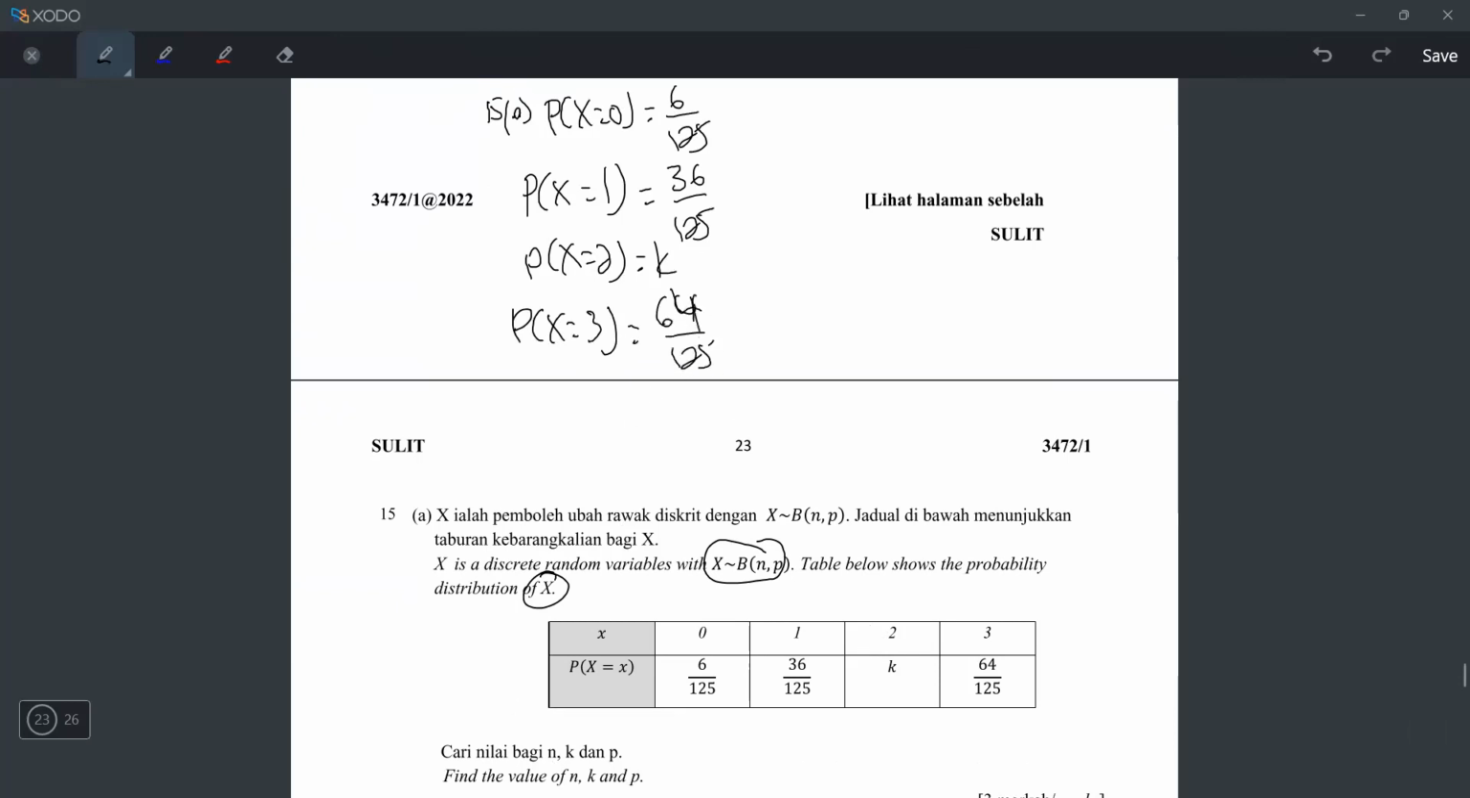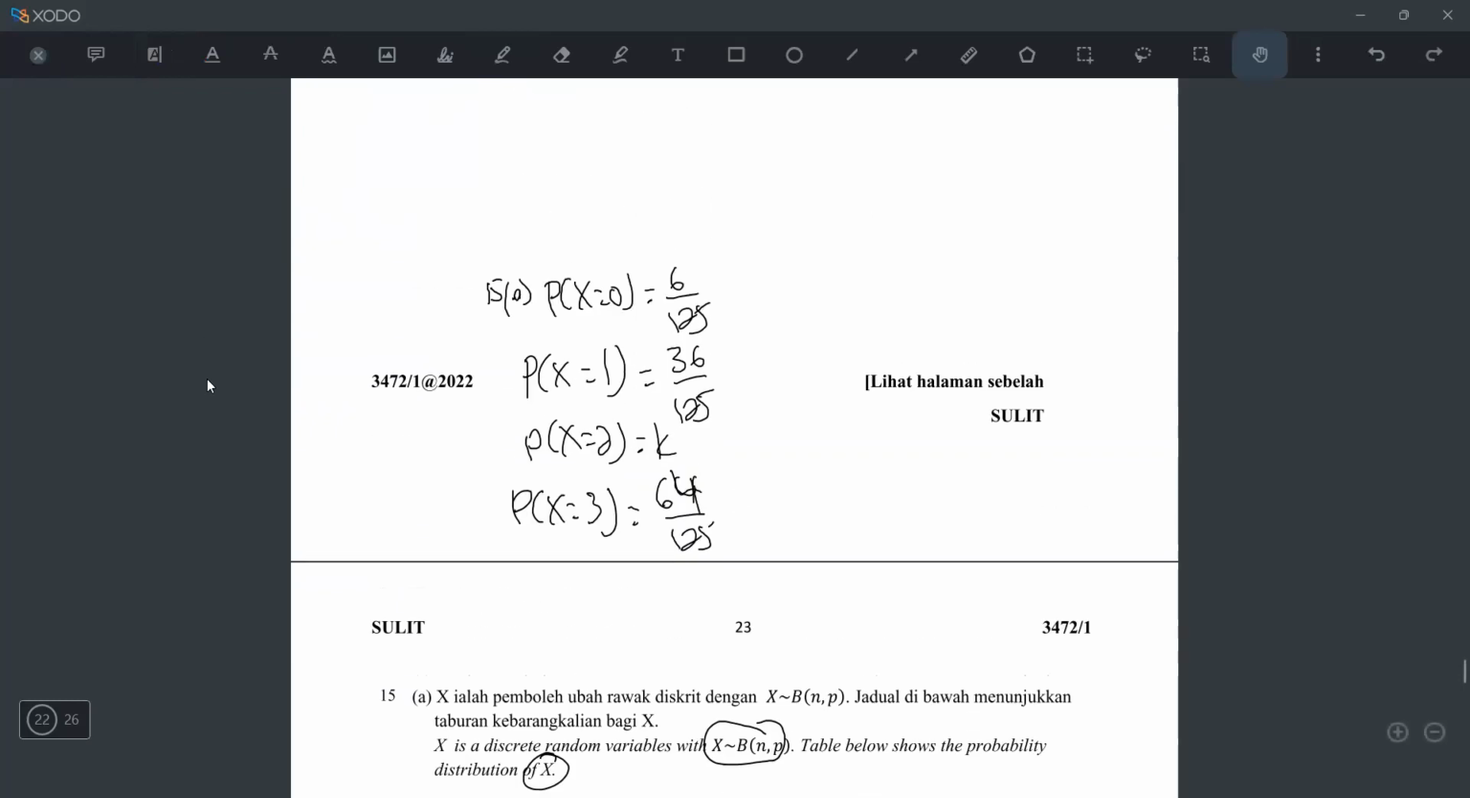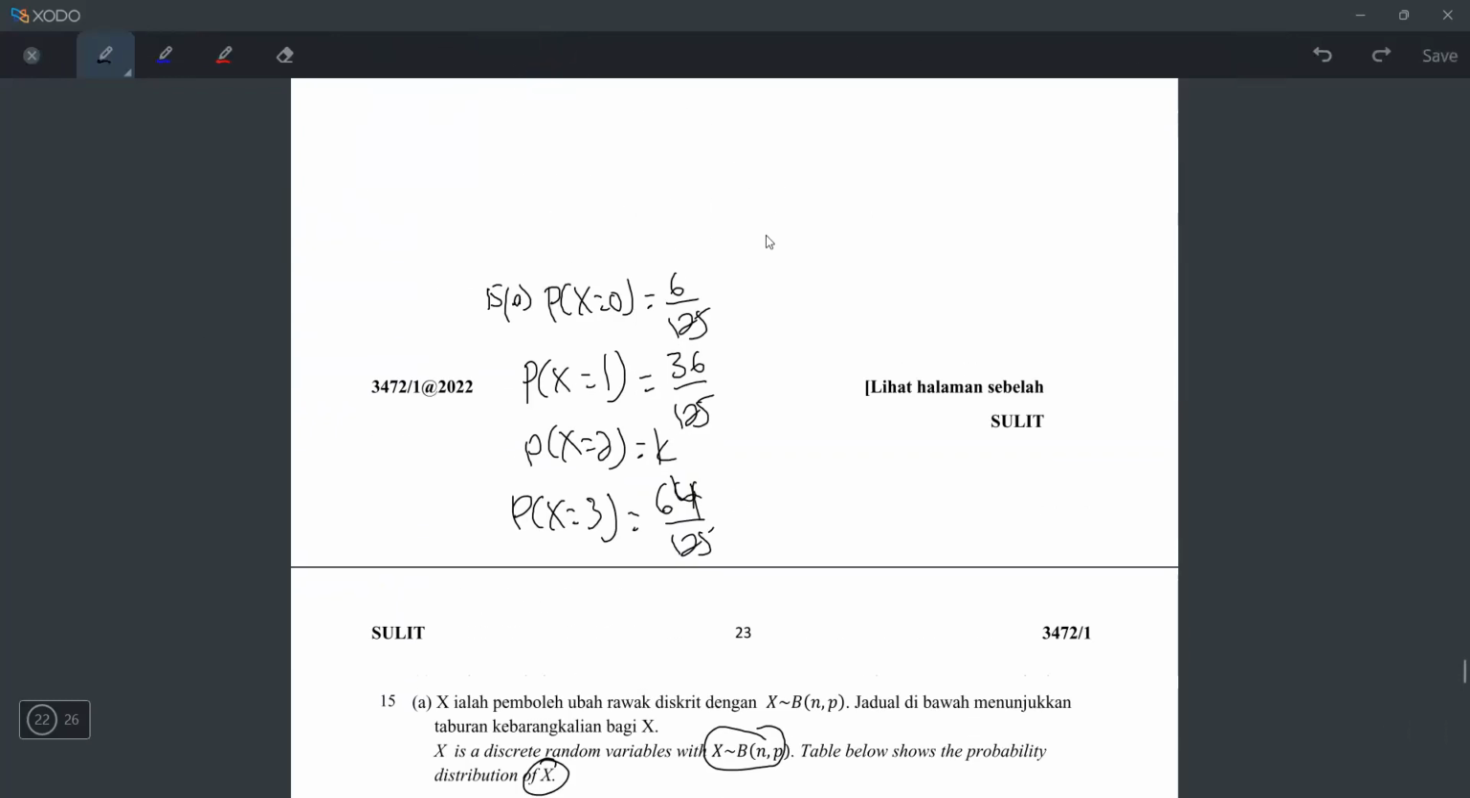And then they say find the value of N, K, and P. So they want you to find 3 things, N, K, and P. First of all, I know the N is 3 because N will be the maximum value of X, because X can be 0, can be 1, can be 2, can be 3. And the N is the total number of trials. So 3 is the answer. Now I get my N already.